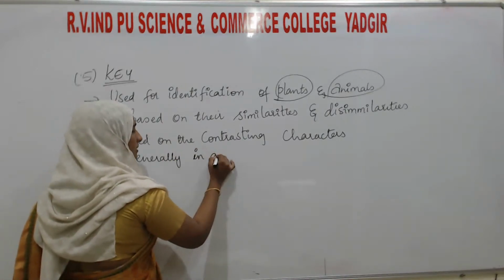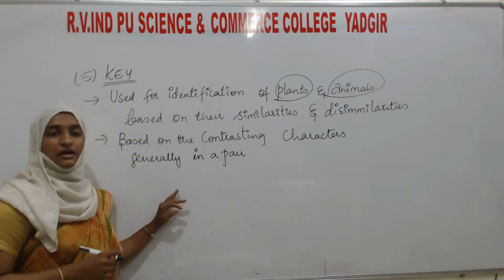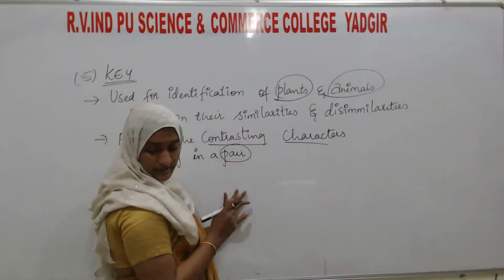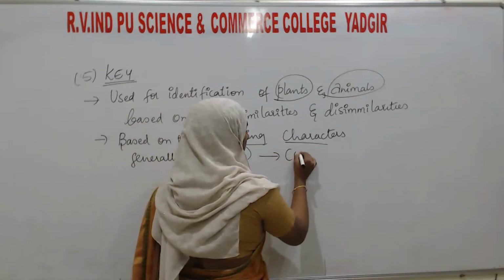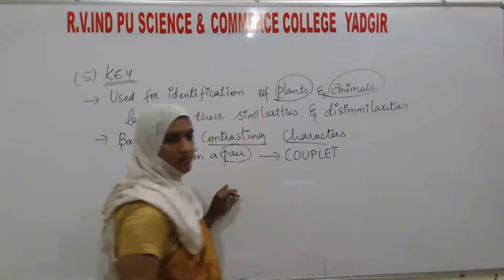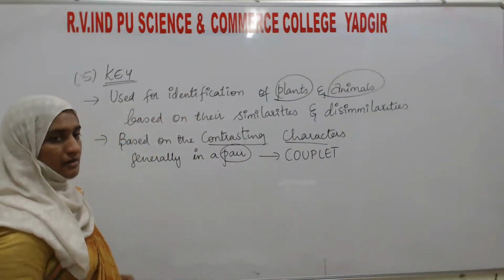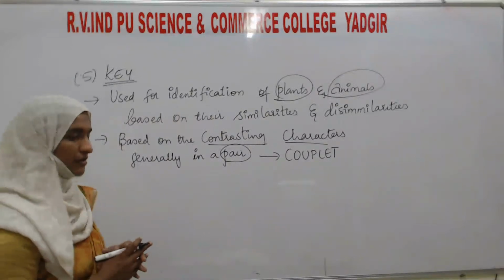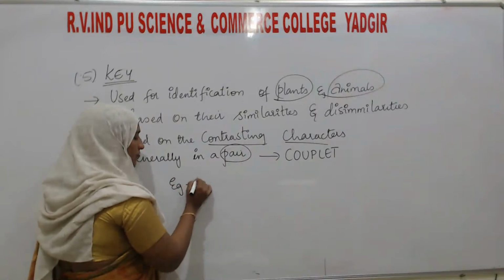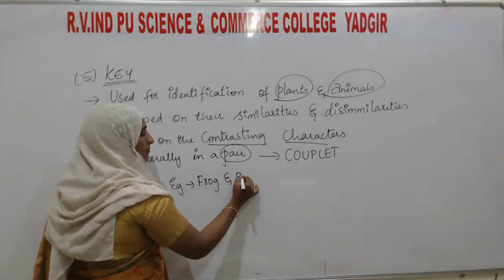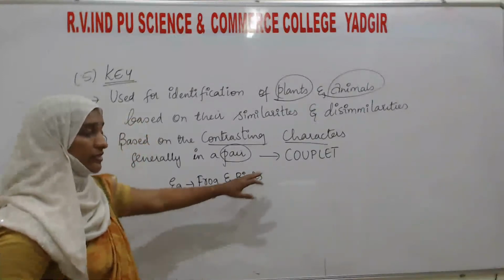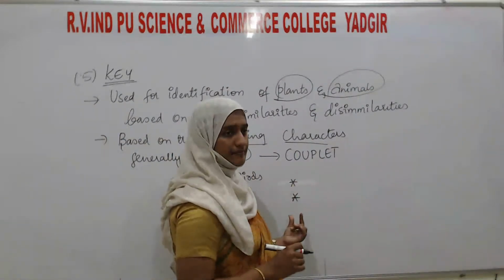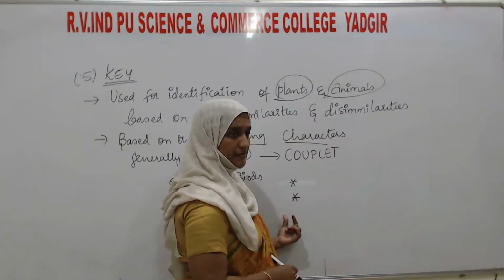This process of identifying plants or animals on the basis of contrasting characters, where the characters are in a pair, is known as the couplet. One example I will tell you: identifying among birds and amphibians. These are vertebrates. Example, frog and bird. How will they use the couplet for identifying? They will give two characters. These characters are the key to identify the animals.